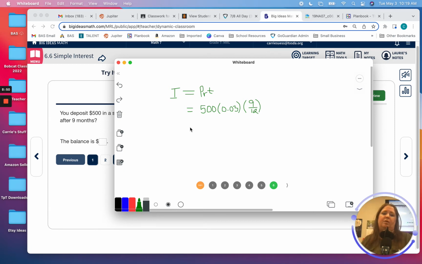So now we just multiply all 3 of these, and what do you get? Make it a decimal. You get 11.25. There you go, 11.25 is the interest. Now, what's the question asking? For the balance. So what do I need to do with this 11.25? Add it to 500. Very good. It's 500 plus 11.25. I put it as a fraction when I answered. Yeah, we're dealing with money, so make it a decimal.